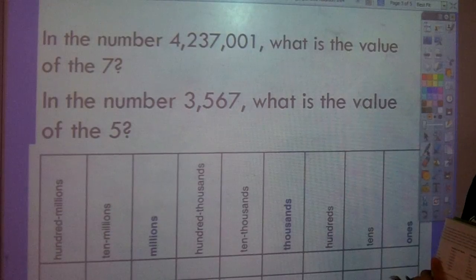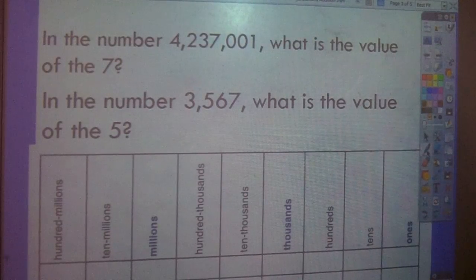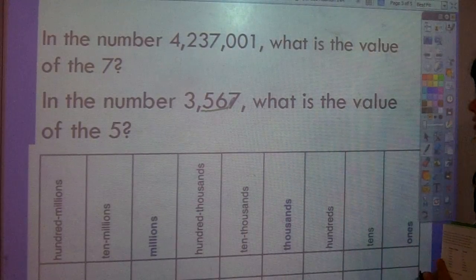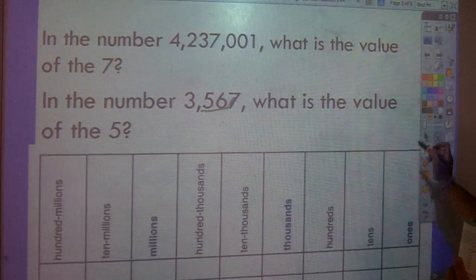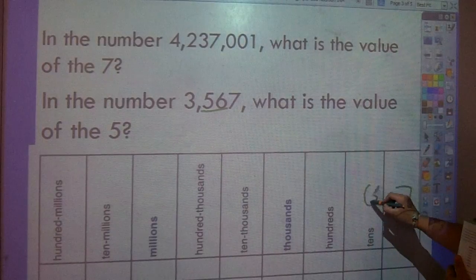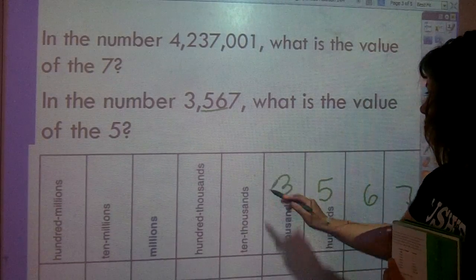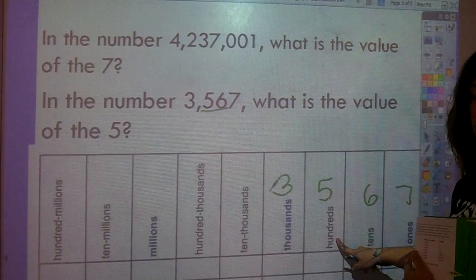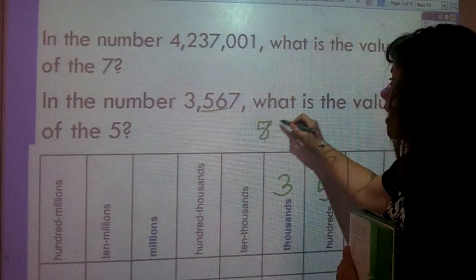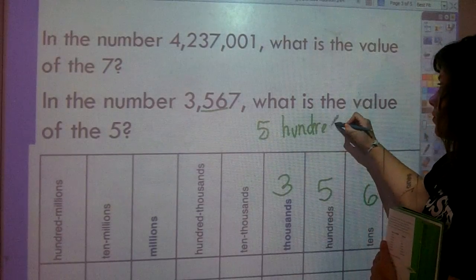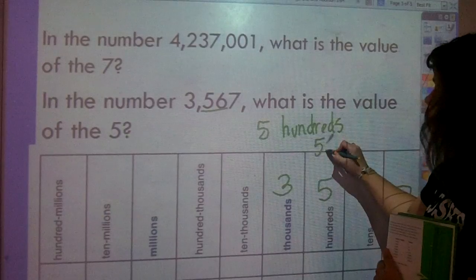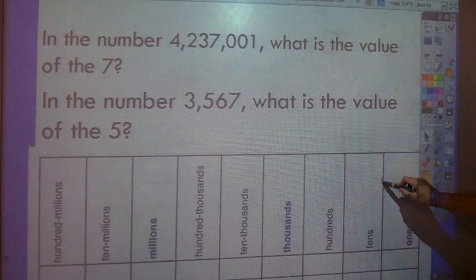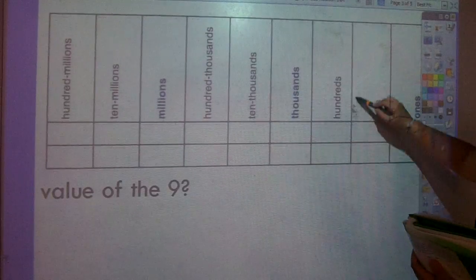In the number 3,567, what's the value of the 5? Let's plug it into the place value chart. I'm going to put it up on top so you can see it. The digit 5 is in the hundreds place, which means I have 5 hundreds or 500. One more. Can we scoot this up again and see? There we go.